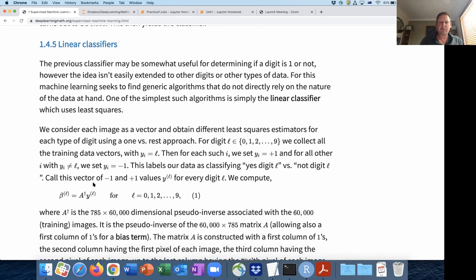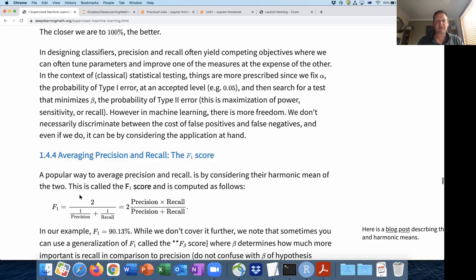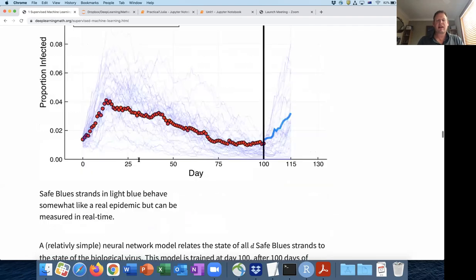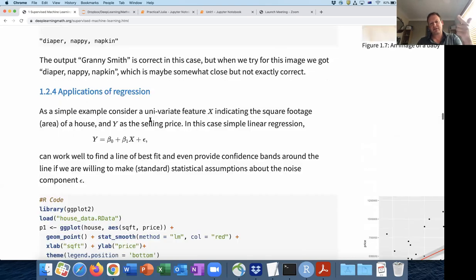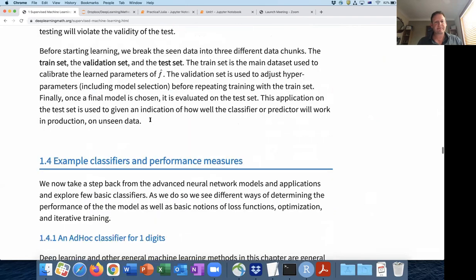Now again, if you're not sure about least squares, ask us in the consultation hours, but also look at the solution to the opening quiz. There's quite a bit of information on least squares, but let me explain how this works. We're simply going to do a one versus rest classifier, just like we specified up here. We'll do a classifier for the digit zero, a classifier for digit one, digit two, digit three, up to a classifier for digit nine.